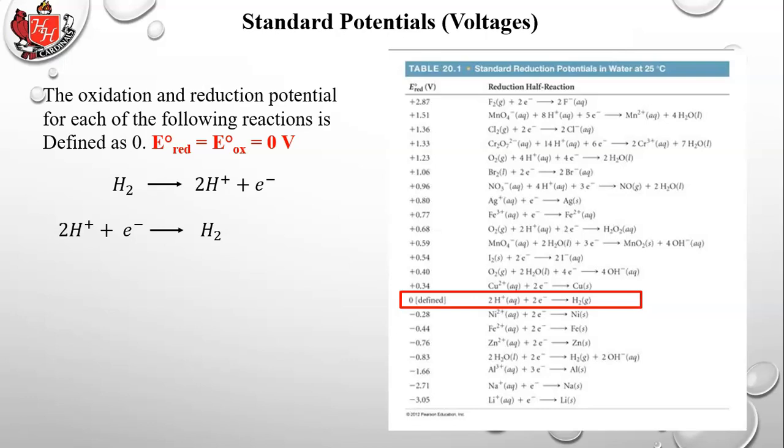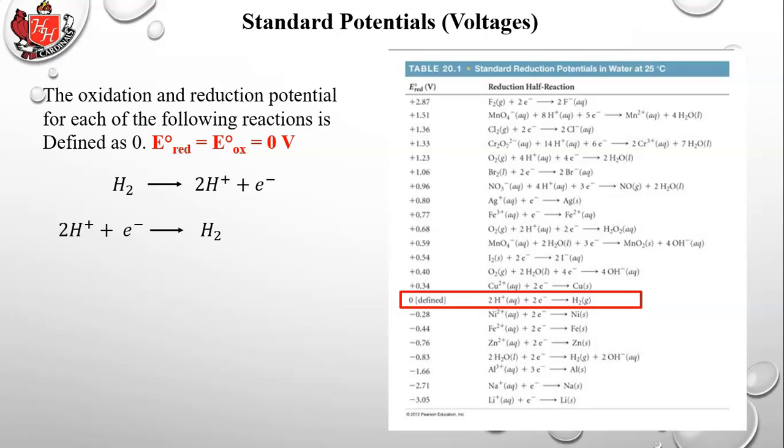So the first reaction is you have a hydrogen molecule, an electrically neutral hydrogen molecule, and what it does is it breaks into 2 hydronium ions and gives up 2 electrons. That would be an oxidation, and that has a standard oxidation potential of 0. Now, if you turn that around, you take the 2 hydronium ions and add 2 electrons to it, you get back to a neutral hydrogen molecule. That's a reduction. That has a standard reduction potential of also 0.